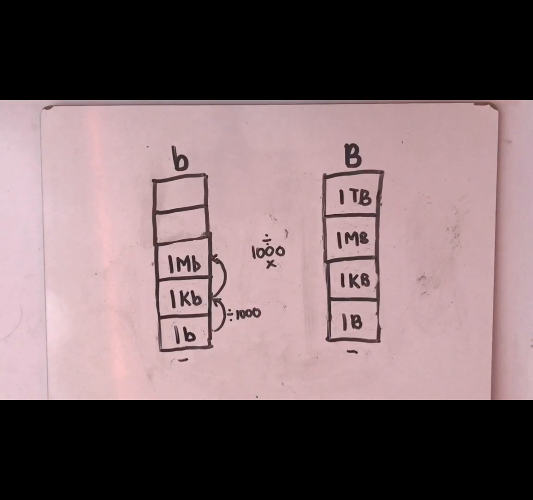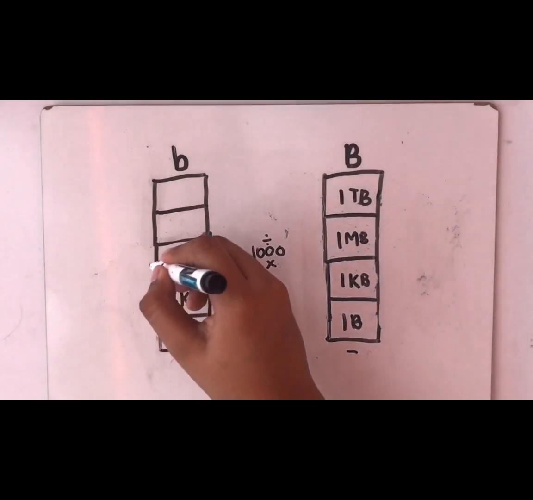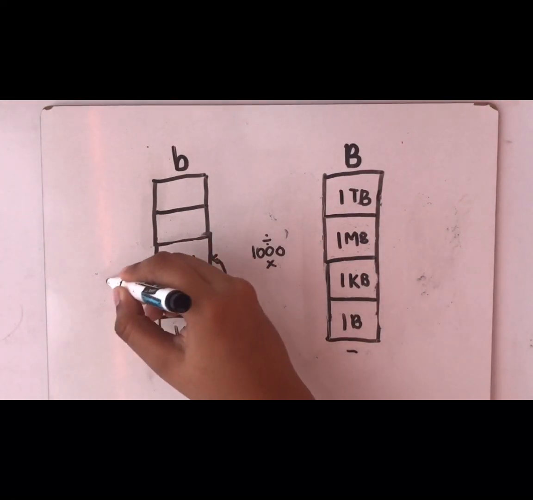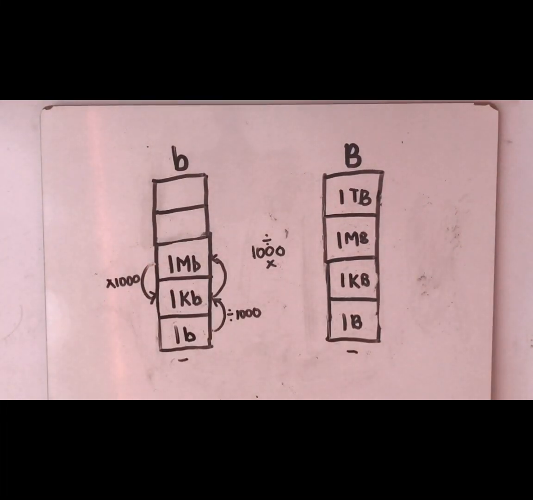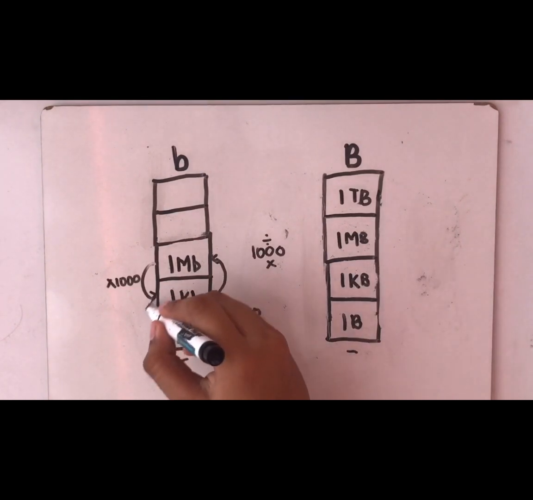In going down the bit ladder, we will be using multiplication. So from 1 megabit to 1 kilobit, we will multiply 1 megabit by 1000 for it to be converted to 1 kilobit, and same goes for kilobit to bit.